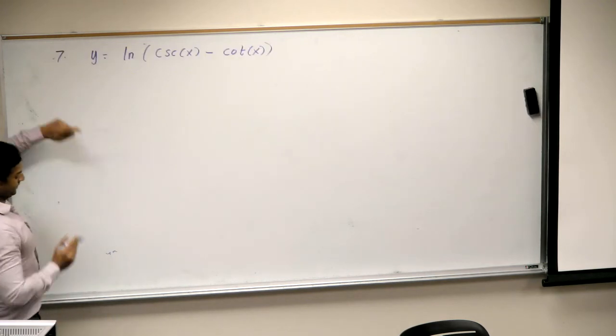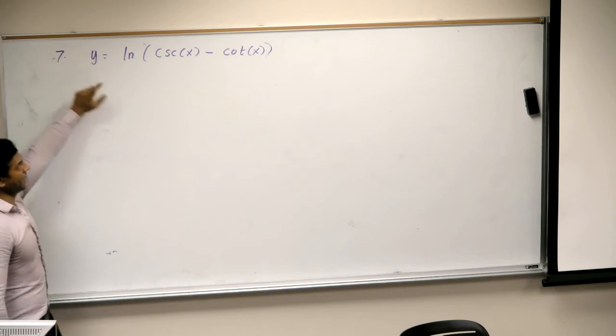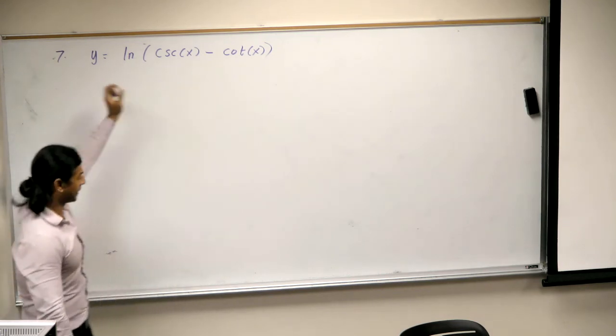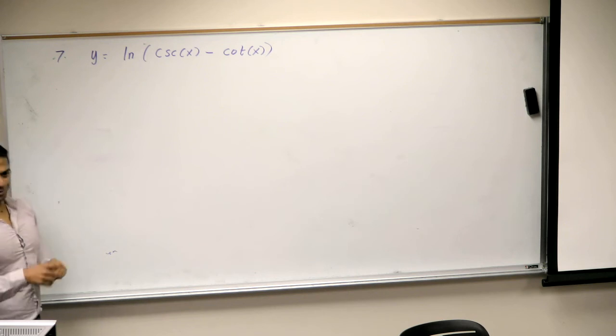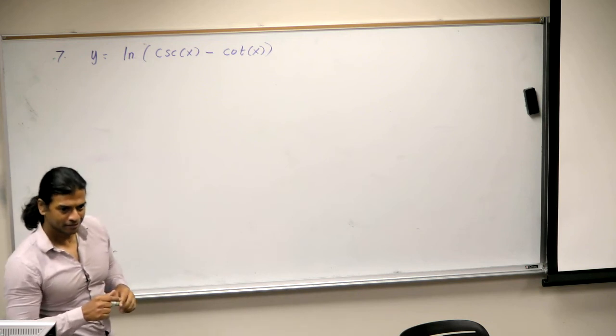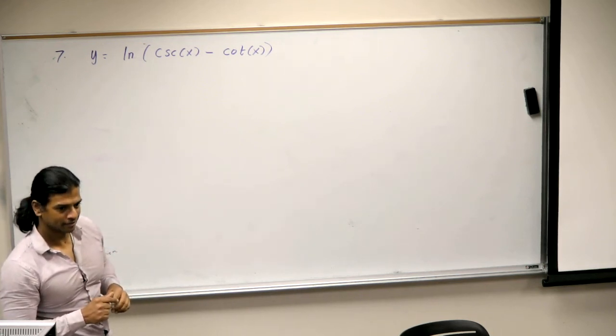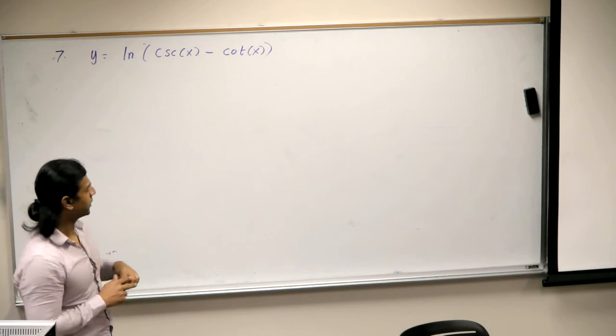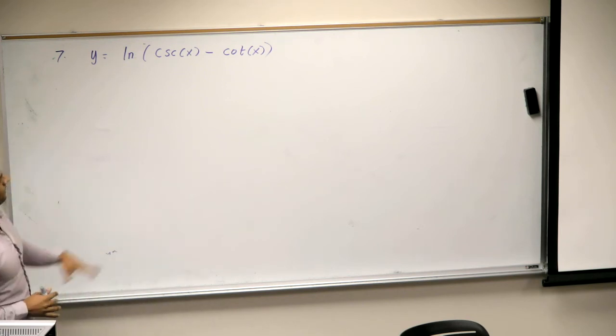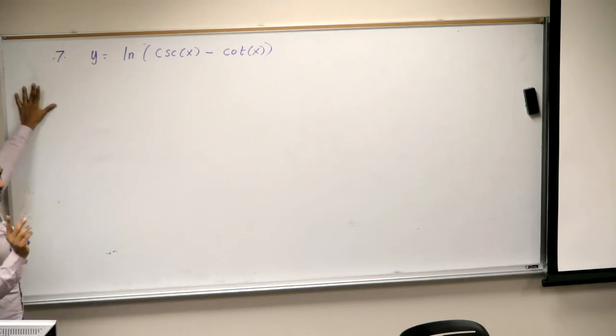Okay, so we have y equals ln of cosecant of x minus cotangent of x. How did we go about doing it? I found the derivative of the inside. Mhm. And I set 1 over cosecant x minus cotangent x times the derivative. Okay, that's fine. So what Sarah did is use chain rule, right? Correct?